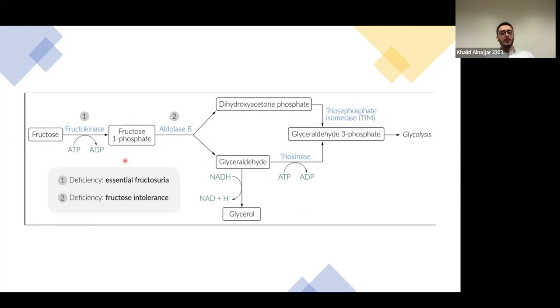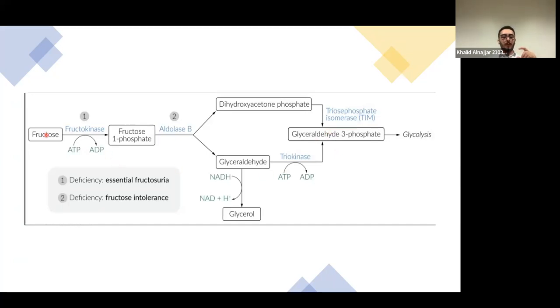So again, fructokinase will convert fructose to fructose 1-phosphate. Aldolase B will convert fructose 1-phosphate to these two products. Okay? Now, these two products are called trioses. So this step is the committed step of fructose metabolism, which is aldolase B converting fructose 1-phosphate to dihydroxyacetone phosphate and glyceraldehyde, okay? And both of them will be converted to this product. And this product, if you remember your glycolysis metabolism, is one of the ingredients, quote unquote, of glycolysis, okay?